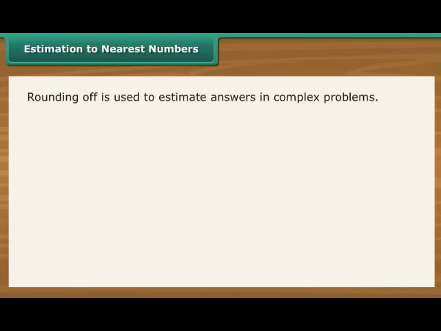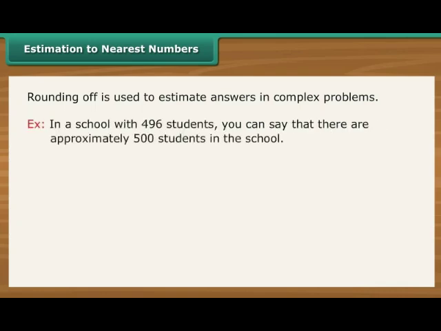Estimation to nearest numbers. As we come across large numbers, performing calculations on them becomes complex. To avoid the complexity, estimation or rounding off is used. For example, in a school with 496 students, you can say that there are approximately 500 students in the school.